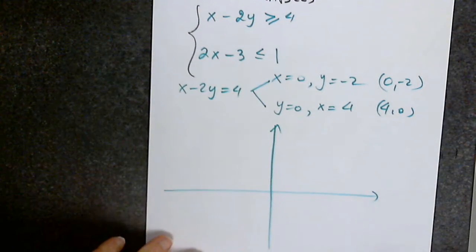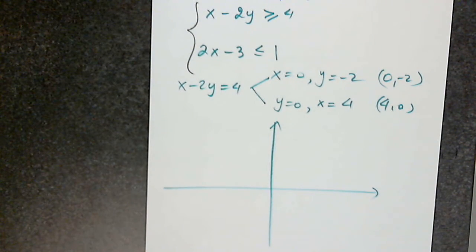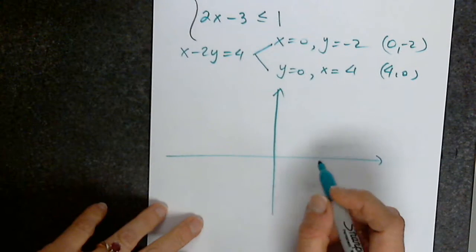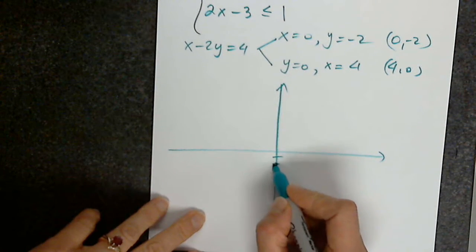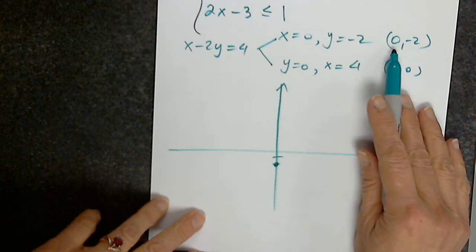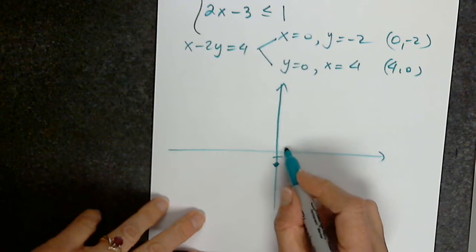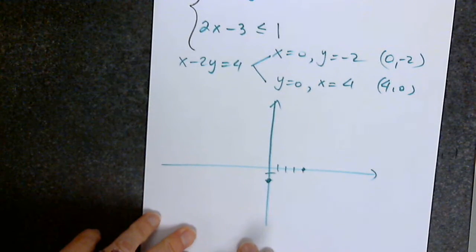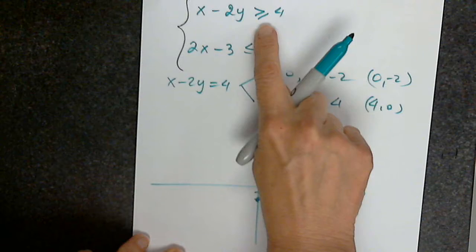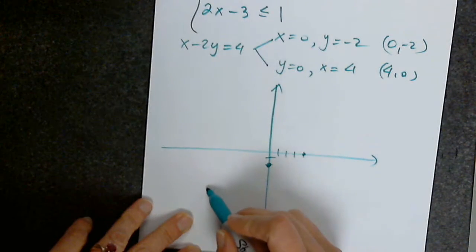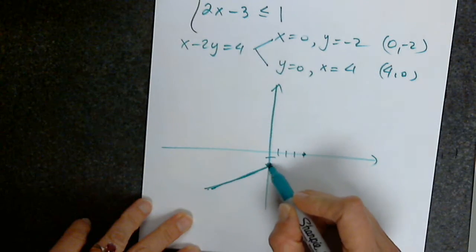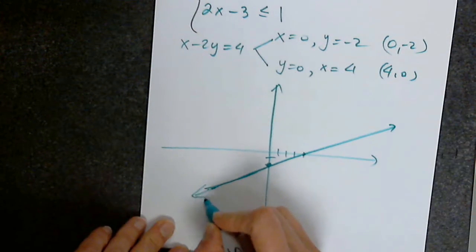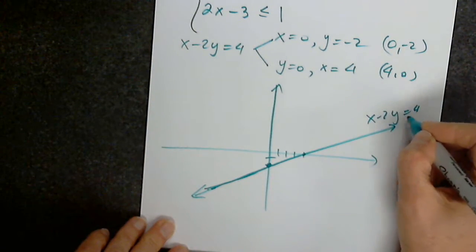Yes. Perfect. So we have the line 0 comma negative 2. Oh, careful. 0 for x, negative 2 for y. Careful. 0 for x, negative 2 for y. And 4 comma 0. Is this line going to be solid? Yes, because of the equal symbol, right? Good. So this is the equation of x minus 2y equals 4.